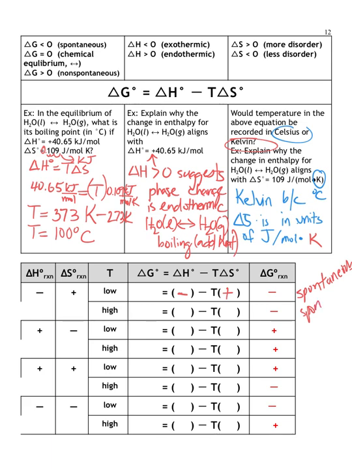Spontaneous if it's negative, okay? Likewise, let's go over here. If you have positive and negative, it's still going to be spontaneous. No matter what, that positive entropy and negative enthalpy is going to give you a negative Gibbs free energy.